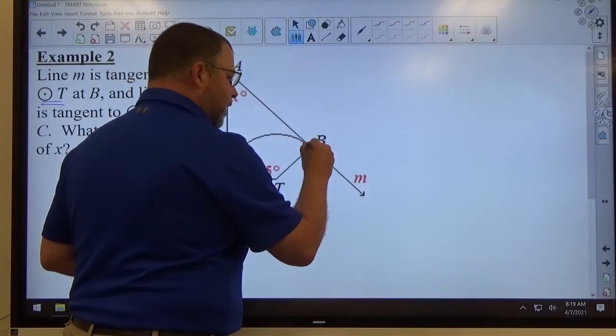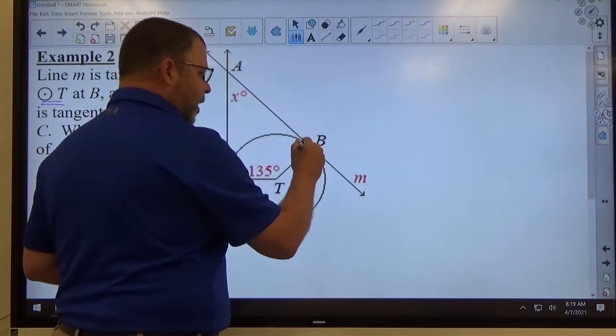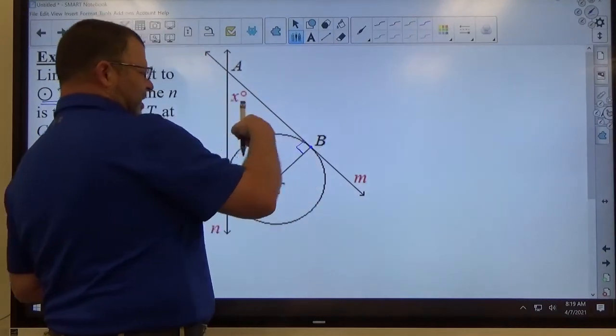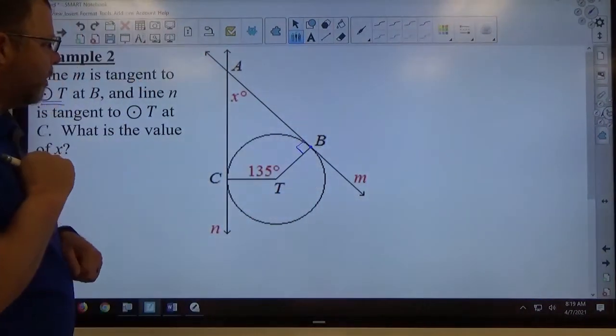Point B, point of tangency, radius and tangent are right angles to one another. This must be a right angle. That is a right angle also. It's not inside my quadrilateral though, so I'm just going to leave that out.